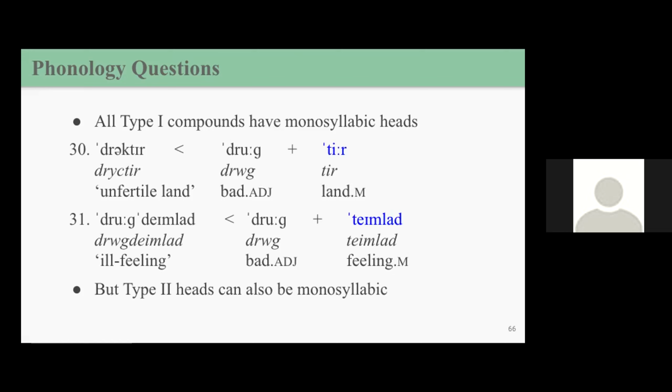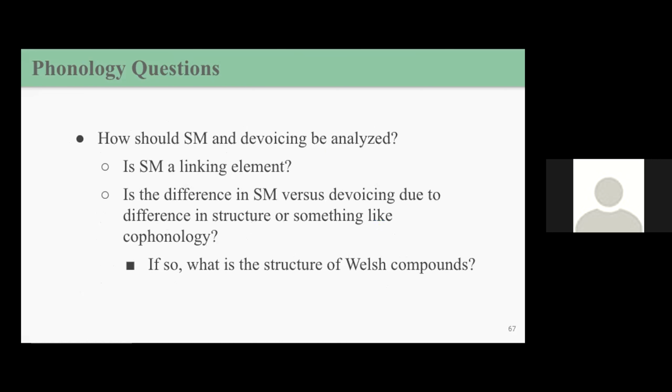So in this pair, oh, I forgot to say 30 is type 1 and 31 is type 2. We have the same non-head and the same stop combination, but we have type 1 for the monosyllabic head and type 2 for the multisyllabic head. So that's an interesting tendency that seems to hold up, but we also see that type 2 heads can be monosyllabic. So there's still a question of, if you're monosyllabic, are you going to be type 1 or type 2? And then of course, the other questions, like how should soft mutation be analyzed? Is it actually a linking element or is it a more general morphophonological process?